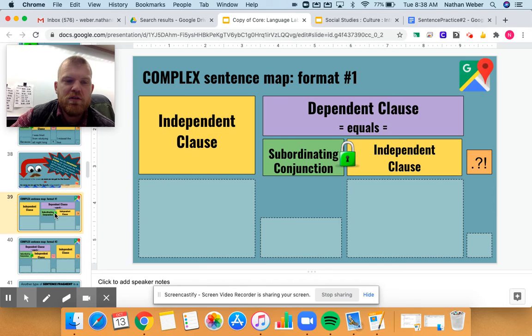So now what I want you guys to do is look at this format and try to write your own sample, okay? Independent clause, subordinating conjunction, independent clause, and make sure you have your period at the end. All right? So try to make your own sentence map.